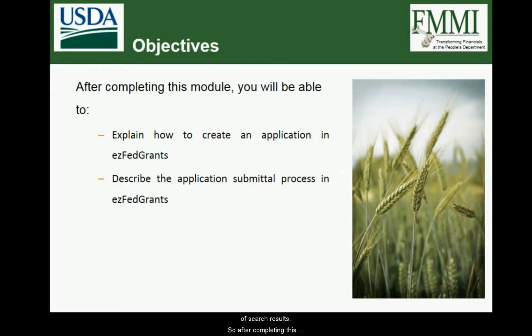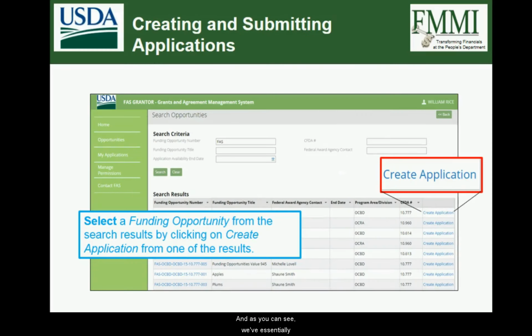results. So after completing this module, you should be able to describe or explain how to create an application for that funding opportunity that we just searched for. And as you can see, we've essentially picked up where we left off. So we've entered in our search criteria for our opportunity. We clicked the search button. Our search results showed up below.